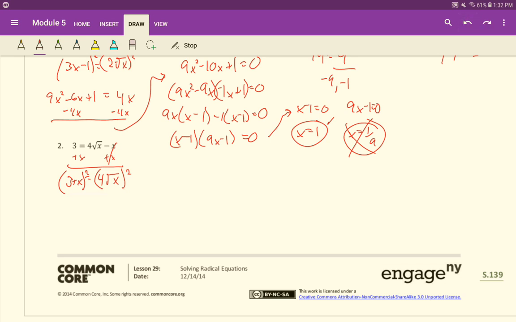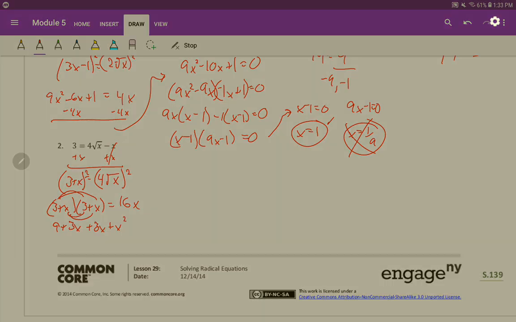3 plus x squared, remember, is going to be 3 plus x times 3 plus x. And then 4 root x squared is going to be 16, and then root x squared is going to be just x. So we'll multiply this out right here. 3 times 3, 3 times x, we get 9 plus 3x. x times 3, x times x, so 3x plus x squared, like so.